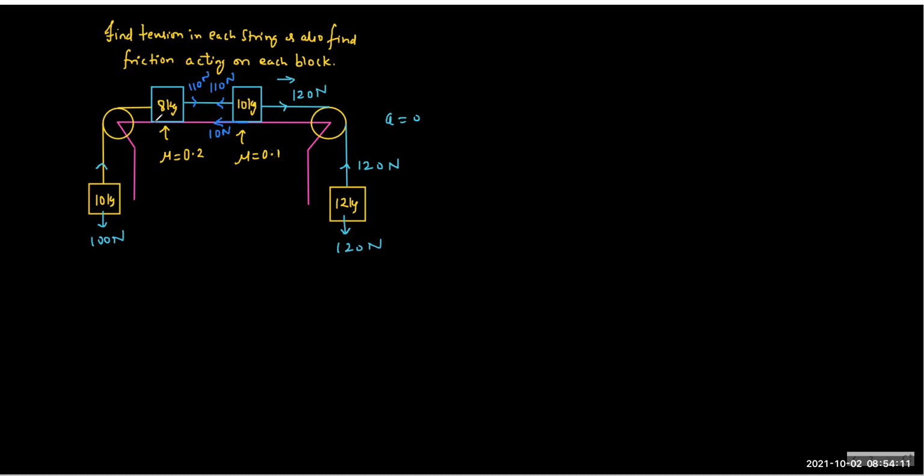And now in 110 and 100, the 110 is dominating. So the tendency of the 8 kg block is to go right. And therefore, if you look at the friction force value, this is 100 Newton. So 100 on the left and 110 on the right. The net is 10 on the right, and friction can go up to 60 Newton. So it will go up to 10 Newton here, and it will stop.